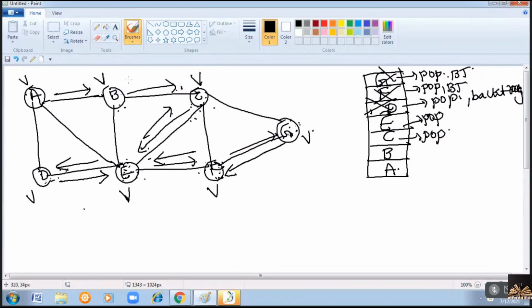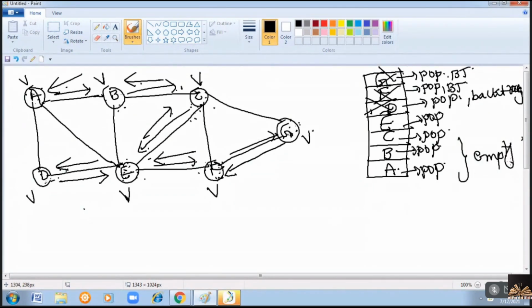C has been reached from B, so go back to B. Now, there is no adjacent vertex for B which is not visited, so pop B, perform backtracking. You have reached B from A, so go back to A. Now the top of the stack is A. There is no element for A which is adjacent and not visited. So pop A, perform backtracking. You cannot perform it. Why? Because A is the starting vertex, right? Now the stack is empty as you have popped all the elements.